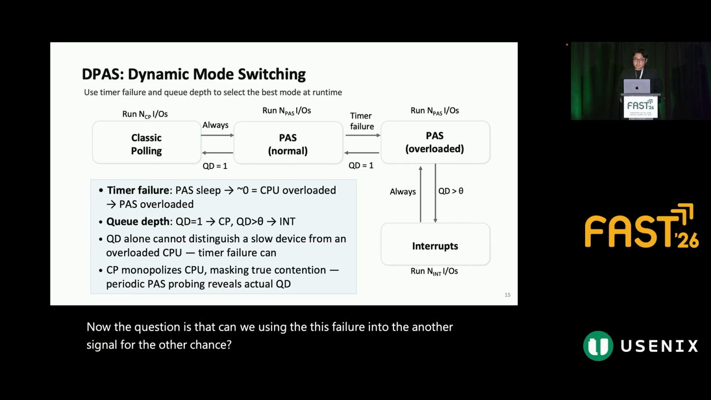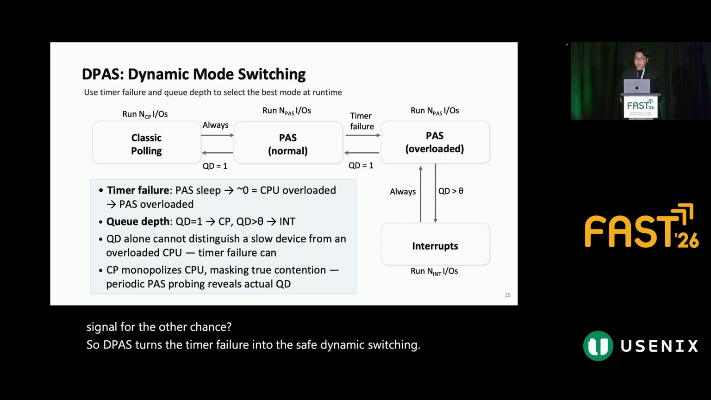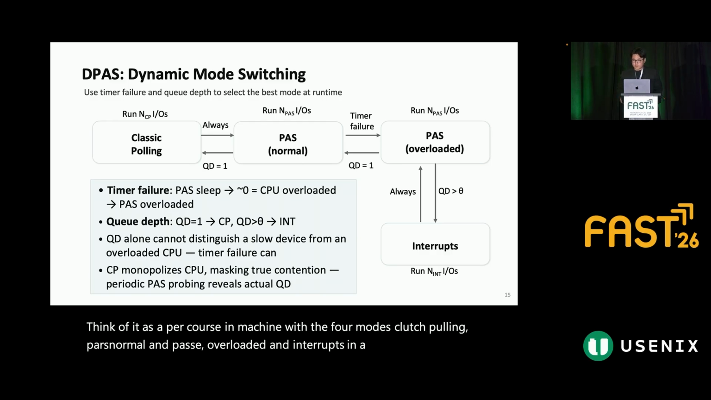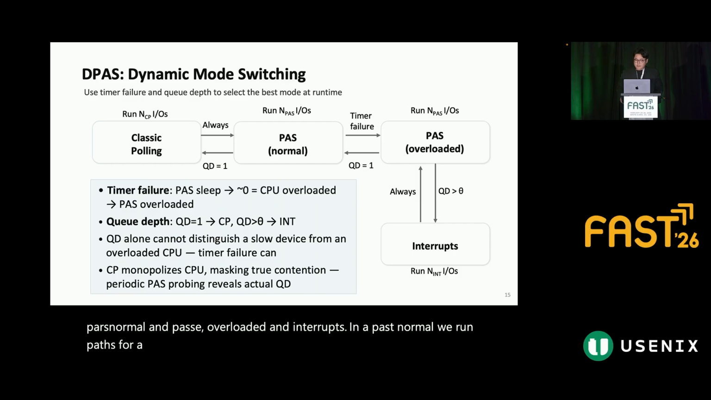So DPAS turns the timer failure into safe dynamic switching. Think of it as a per-core state machine with 4 modes: classic polling, PAS normal, PAS overloaded, and interrupts. In PAS normal, we run PAS for a short probe window that gives us 2 things: whether the timer is behaving and the average I/O queue depth.